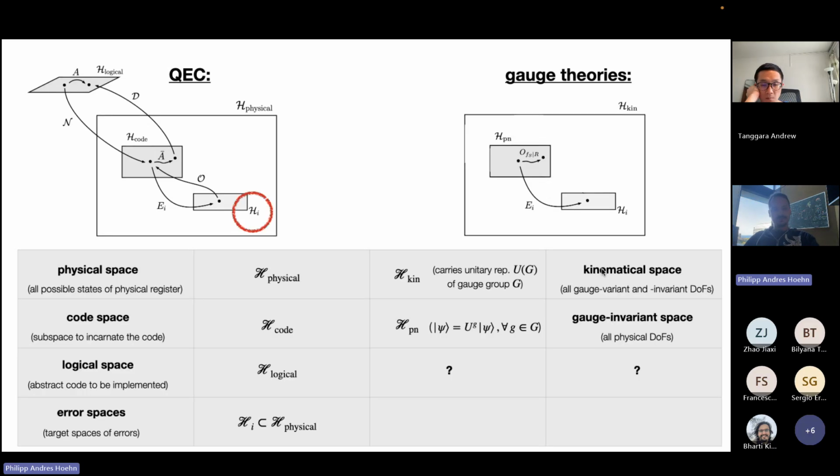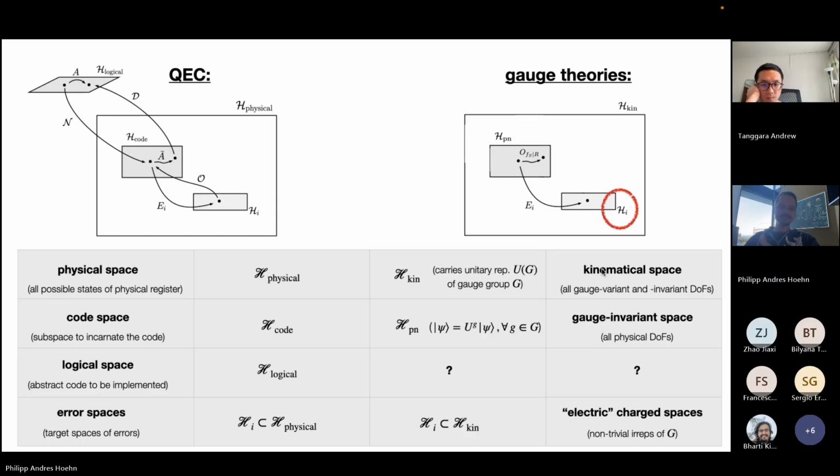And then there are also, of course, these error spaces on the quantum error correction side, the target spaces to which the errors take you when they act on the code, some other subspaces of the physical space. And there is an analog on the gauge theory side. Suppose we have an abelian gauge theory, then you can think of the gauge invariant Hilbert space as really the trivial charge sector, or the trivial representation of your gauge group.